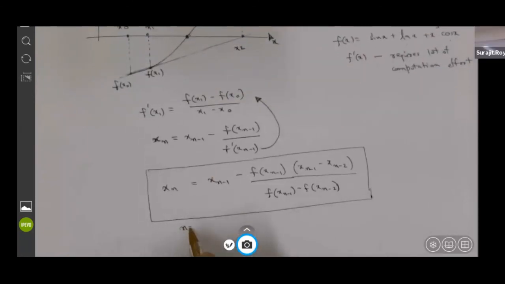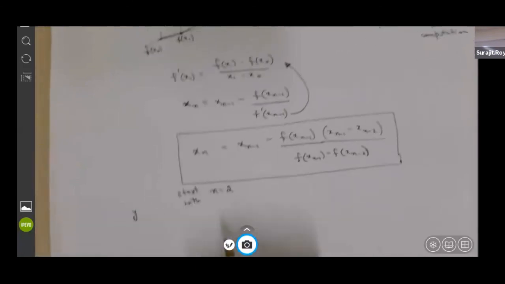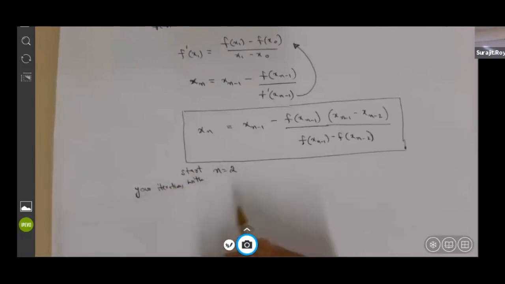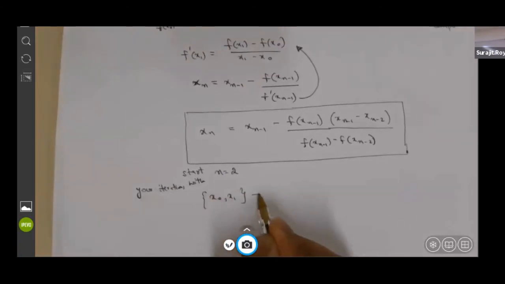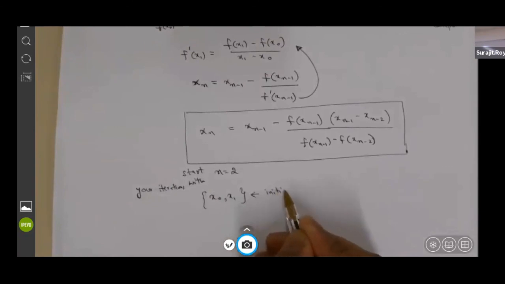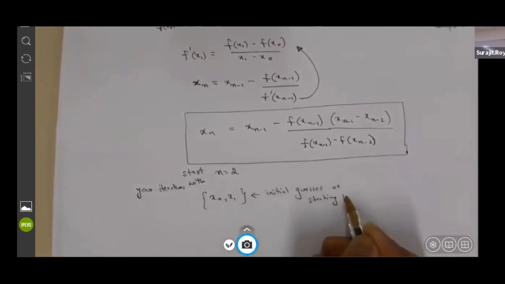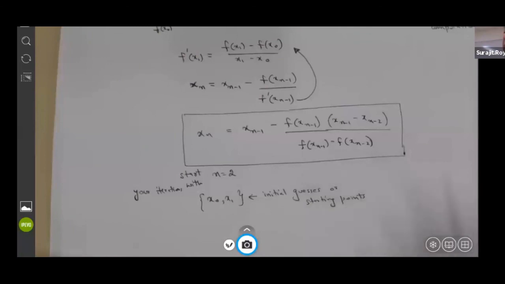So you start with n equals 2 because you already know x0 and x1. Start your iterations with n equals 2 because you already know x0 and x1. These are your initial guesses or starting points. So secant method requires two starting points, just like your bracketing method requires.